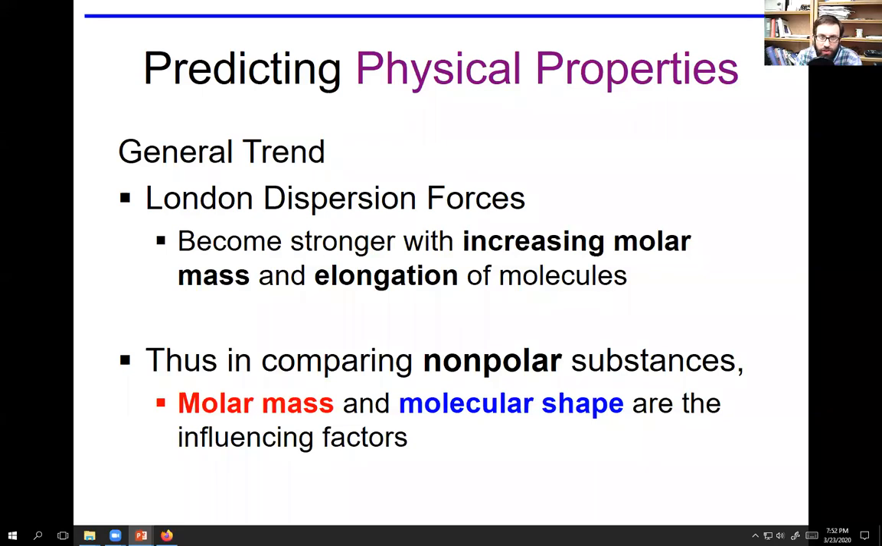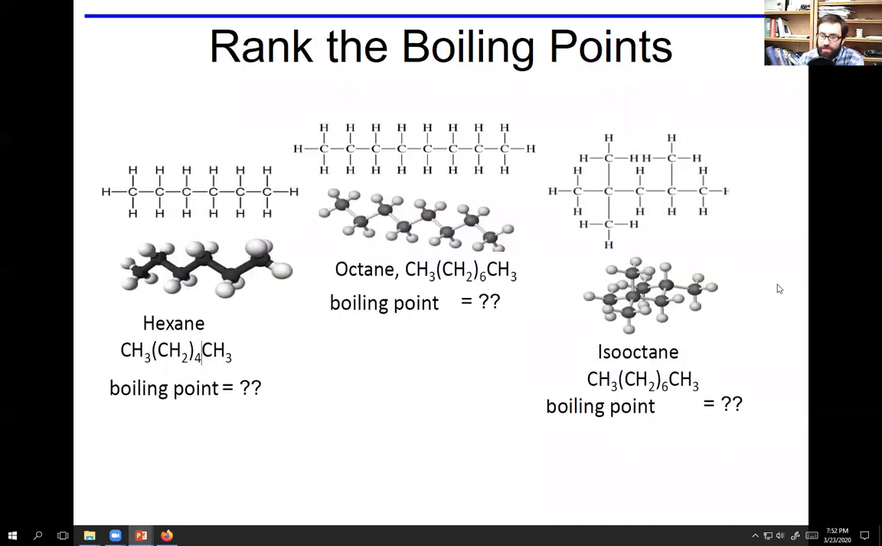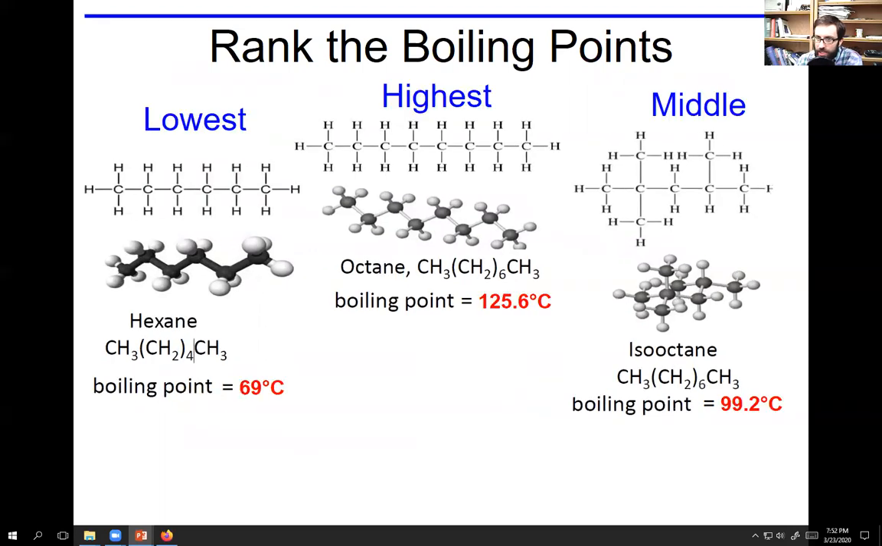Okay. So if you're talking about nonpolar substances, those are only going to have London dispersion forces, right? They're not going to have hydrogen bonding because that would be polar. And they're not going to have dipole-dipole interactions because those would also be polar molecules. So when we're talking about nonpolar substances, molar mass and molecular shape are the key factors that determine their physical properties. So if you think about the boiling points of these, let me just list them here.